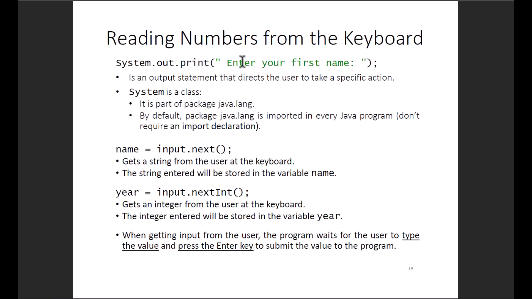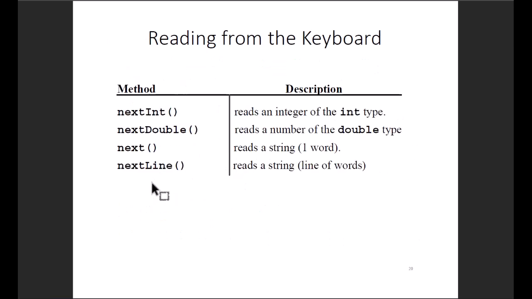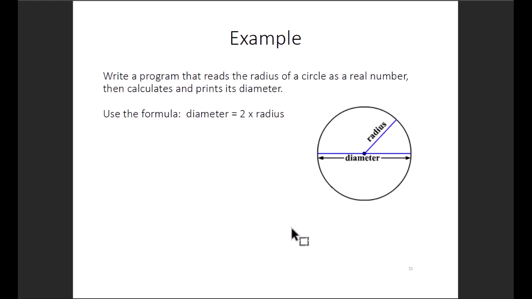Reading numbers, you provide a prompt, then you use the input or the scanner, and what type of methods exist inside scanner. You have the nextInt to read an integer, the nextDouble, uppercase D, to read a double, next reads one word, and nextLine reads a whole line of words until you reach the end, the new line, the enter. Now another example: write a program that reads the radius of a circle as a real number, then calculate and print its diameter.